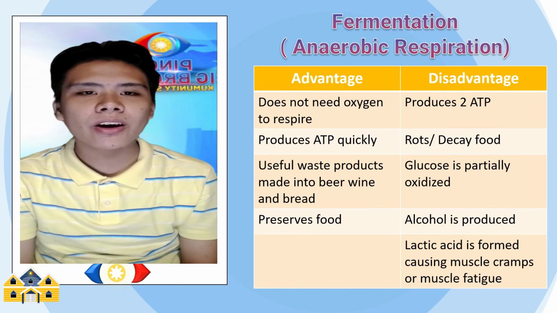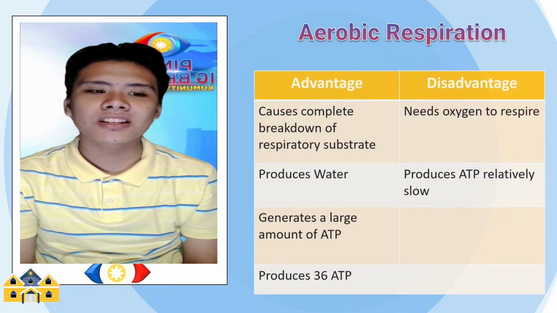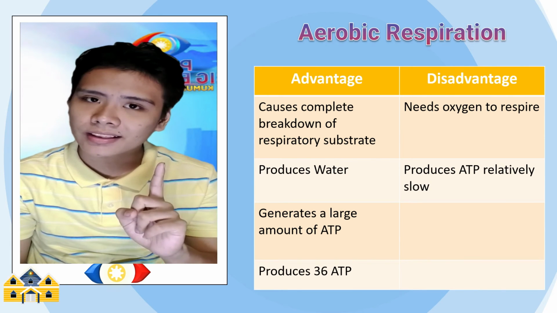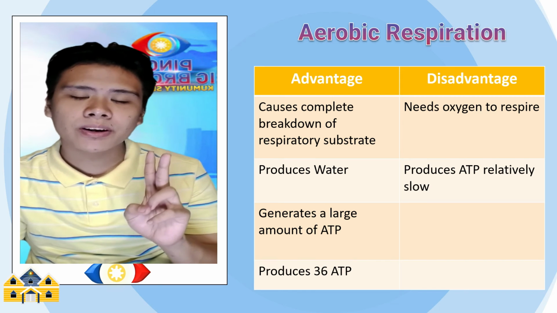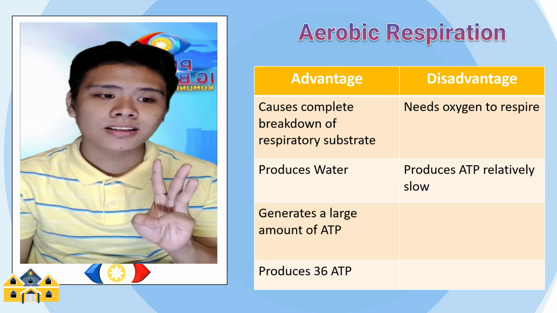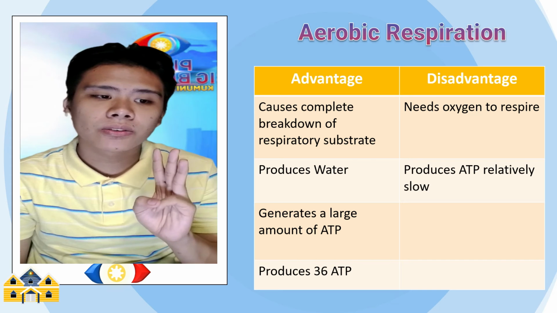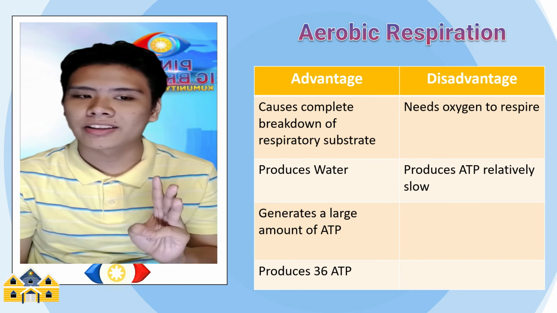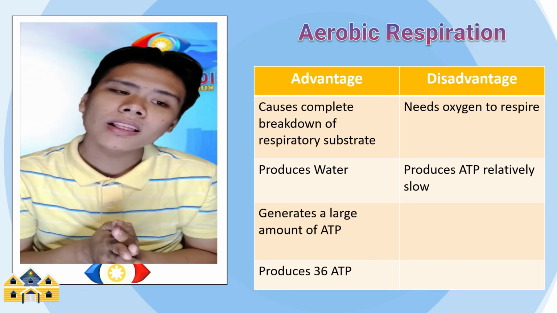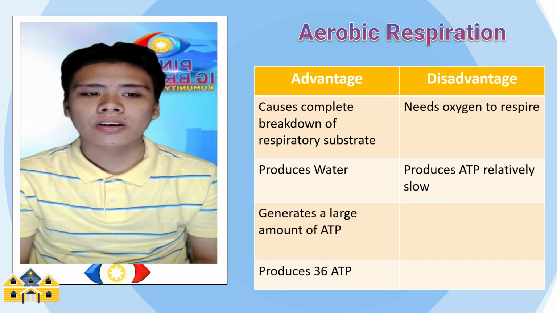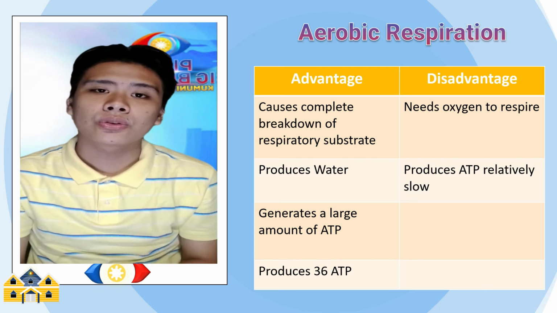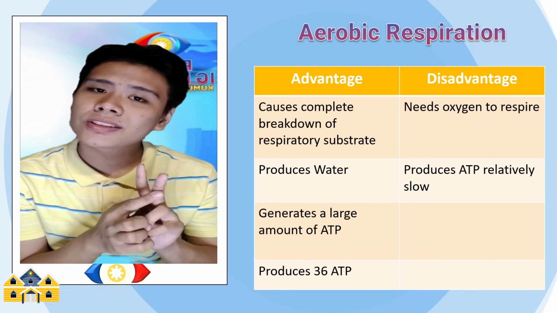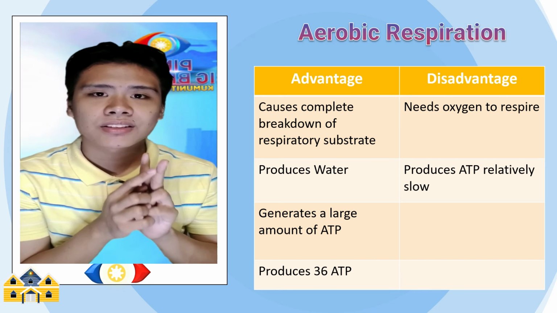So moving on to aerobic respiration, its advantages are, first, it causes the complete breakdown of the respiratory substrate. Second, aerobic respiration produces water. Third, it generates a large amount of ATP that is equal to 36 ATP all in all. While its disadvantages are only two. First is it needs oxygen to respire, and it produces ATP relatively slowly.